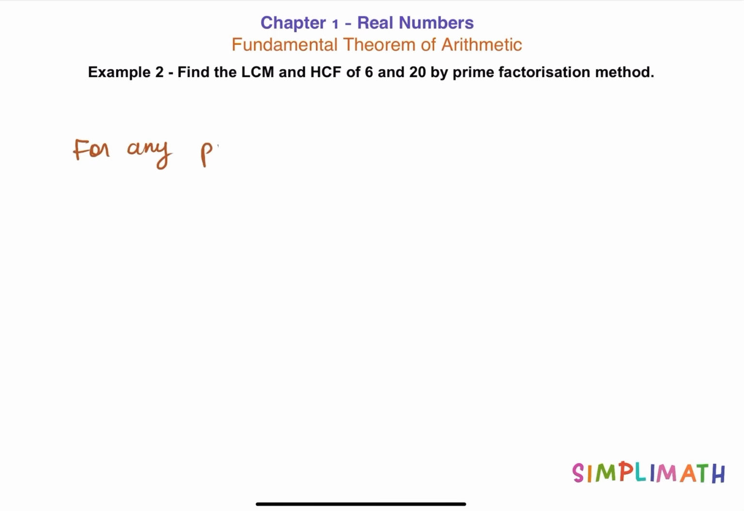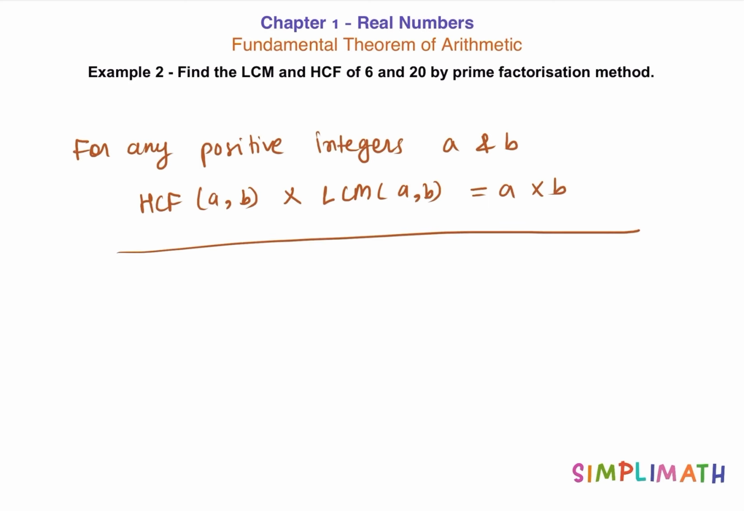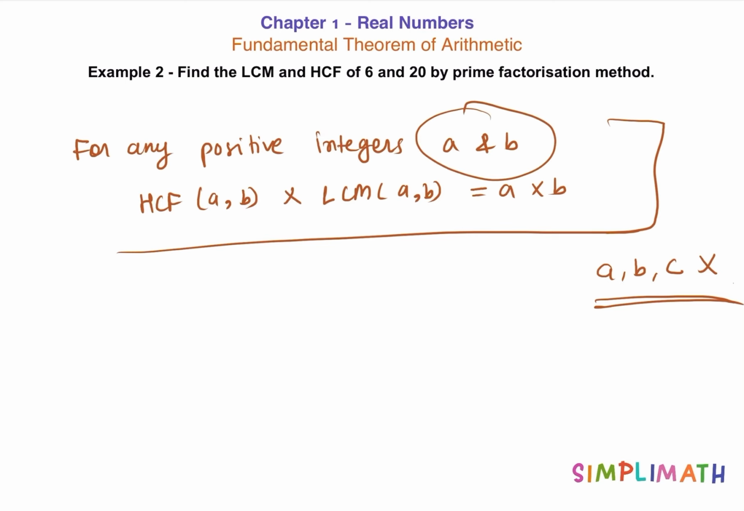Alright, so from here we will come to one result, and that result is for any two positive integers a and b, HCF of a and b into LCM of a and b equals a into b. Please remember that this result does not hold for any three numbers a, b and c. It only holds for two numbers a and b.